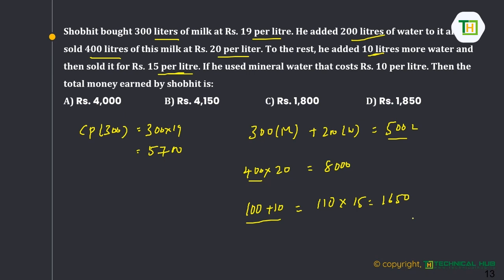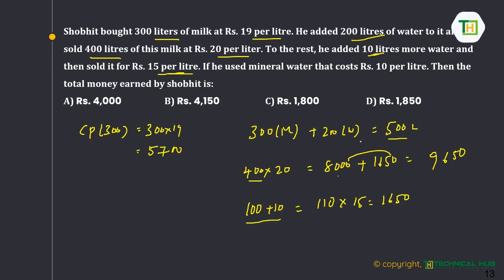Then what is the overall selling price? 8,000 plus 1650 is equal to 9650. But he used mineral water that cost 10 rupees per liter.